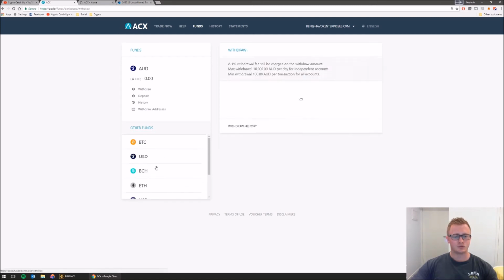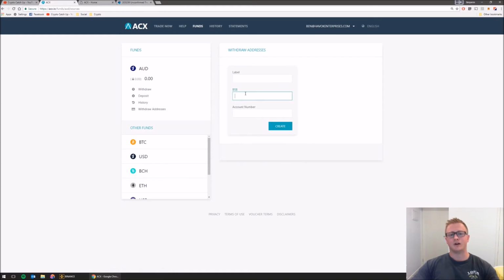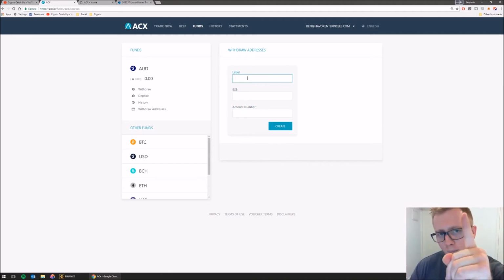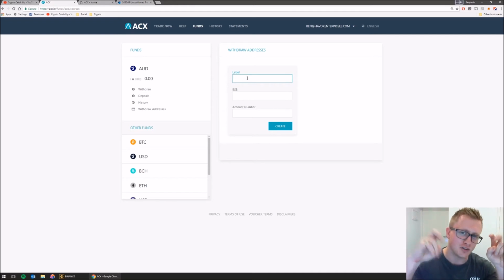Same thing here. Withdraw, deposit, etc. If we go to withdrawal addresses, obviously this one's going to ask for BSB, account number, label. Recommendation number one, do not put any information that could be passed over to a bank, such as Bitcoin or transaction or anything like that, because it's a very high chance that your transaction is not going to make it and your bank is going to have a little chat to you. So please do not do that. We are having issues with banking in Australia at the moment. Hopefully that will be all resolved sooner rather than later, but it's just the fact of the matter in the game that we're dealing in, which is crypto.